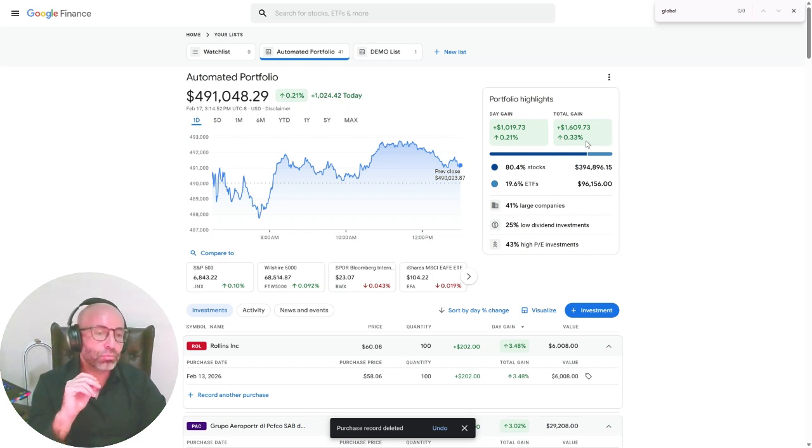When I purchased this portfolio, it cost about $489,400, and it is now worth $491,048. What we're going to do is follow this portfolio for 1 month, and we're going to see which stocks are going to hold up and which ones are going to be let go.